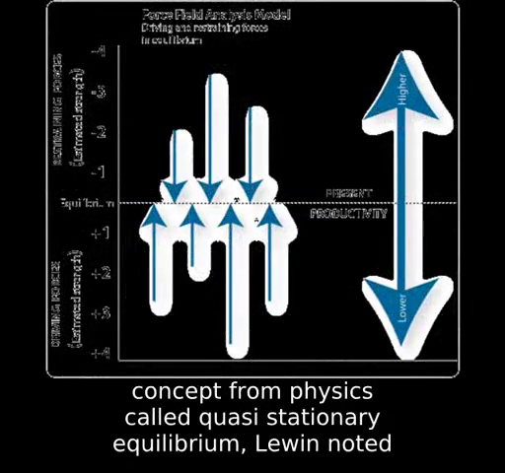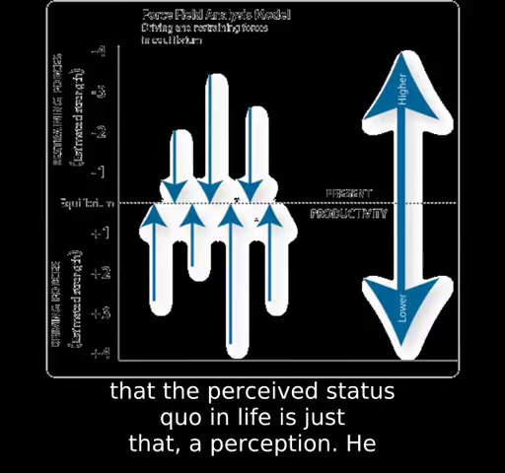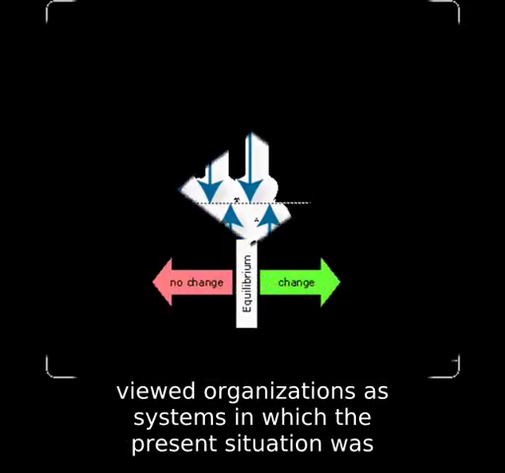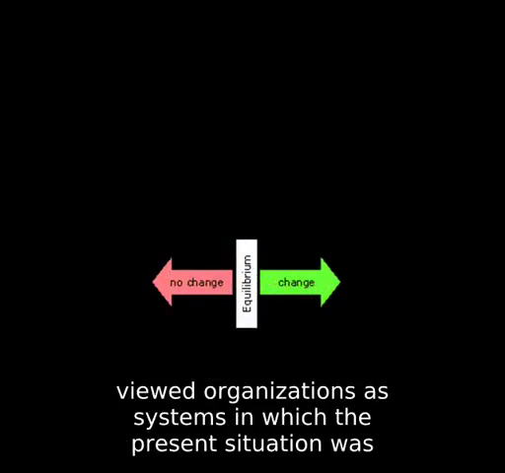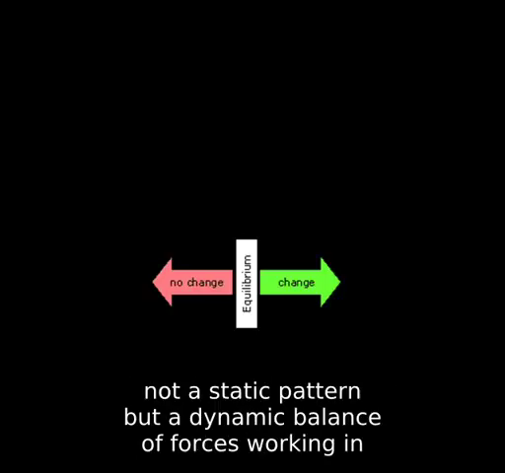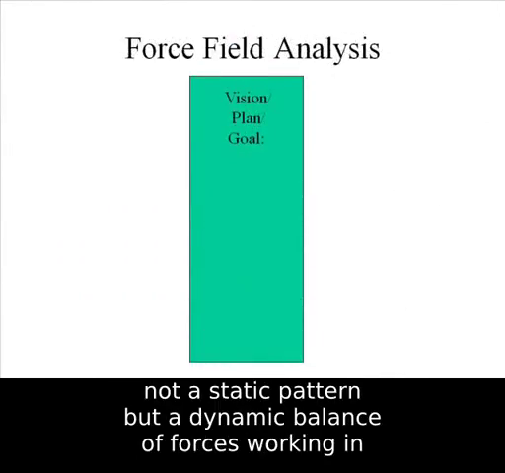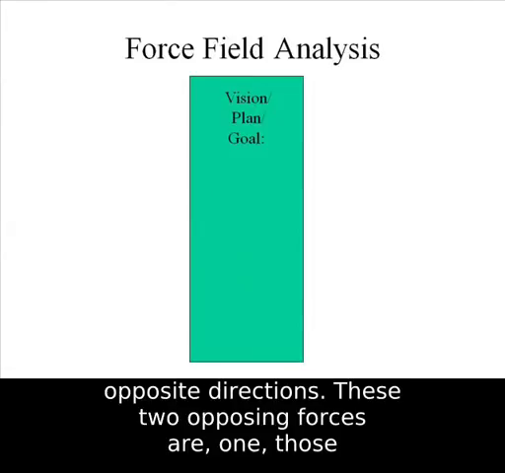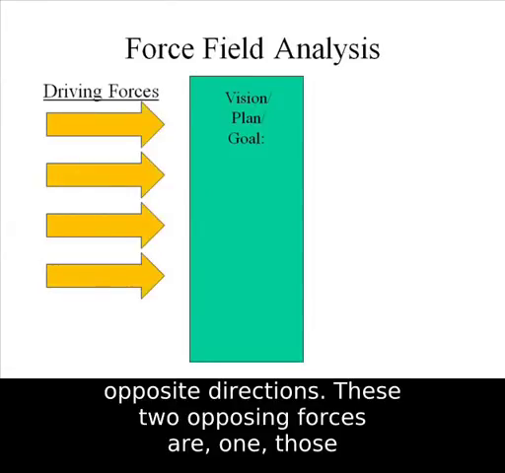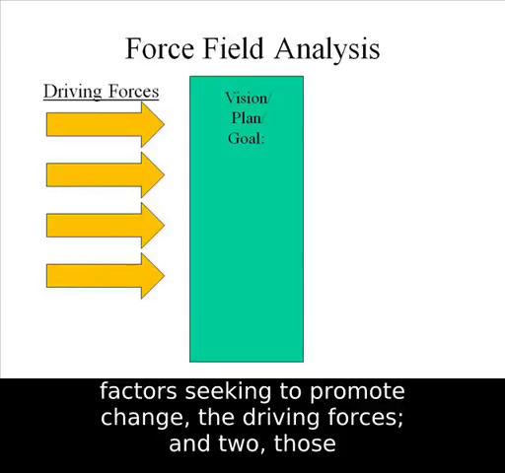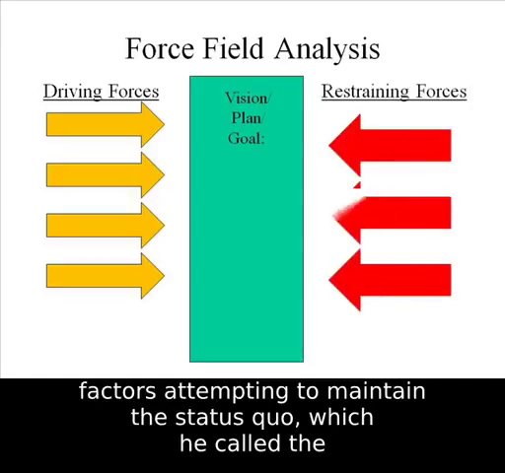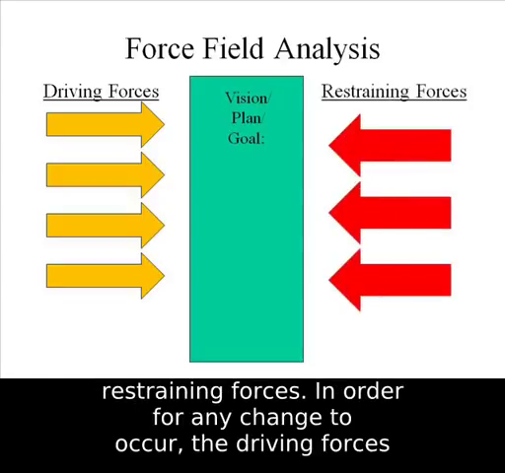Borrowing a concept from physics called quasi-stationary equilibrium, Lewin noted that the perceived status quo in life is just that, a perception. He viewed organizations as systems in which the present situation was not a static pattern, but a dynamic balance of forces working in opposite directions. These two opposing forces are: one, those factors seeking to promote change, the driving forces, and two, those factors attempting to maintain the status quo, which he called the restraining forces.